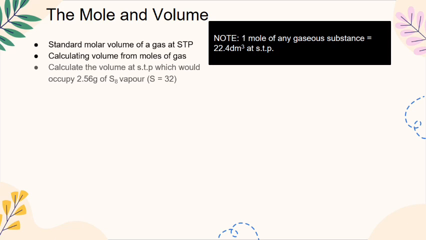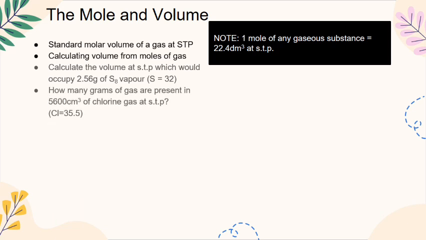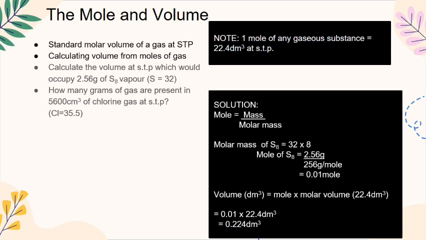What do you think we can do? Can you pause this video and try to think? Okay, now let's have the solution. First, since we don't have our mole, but we have mass, which is 2.56 grams, we can calculate the molar mass. Remember, there are 8 atoms of sulfur here, so you have to take that into consideration when you are calculating the molar mass.